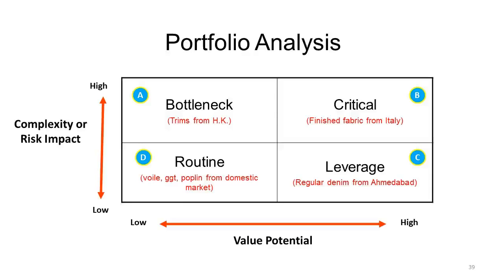Now if you look at A, we call it bottleneck. The example is when you have to buy accessories from Hong Kong. These accessories are pretty cheap, but without these accessories you will not be able to manufacture the garments, and these accessories have to come from Hong Kong. Now Hong Kong is part of China. China has a New Year. New Year is for about 12 days.